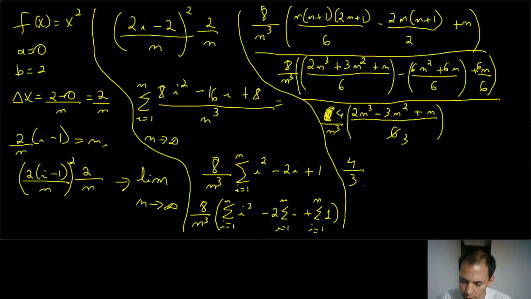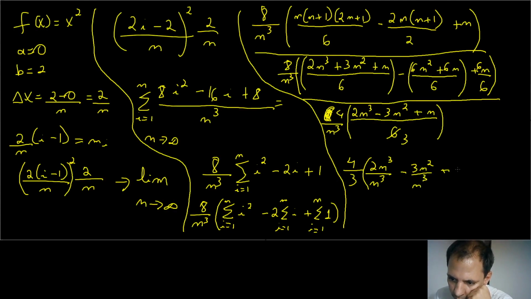4 thirds, right? Because the 3 I'm just putting out. Multiplying what? Let's see. The n cubed is multiplying everything here in the denominator, so I'm going to bring it inside and separate the terms. So you have 2n cubed divided by n cubed, and then you have minus 3n squared divided by n cubed plus n divided by n cubed.